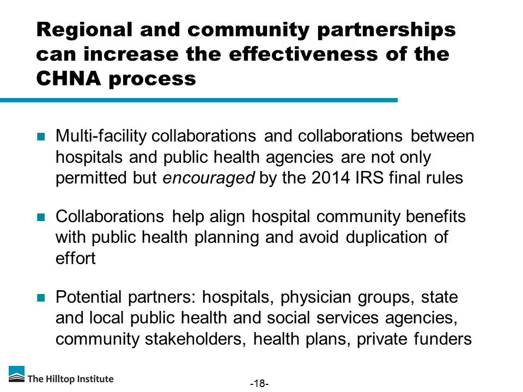Secondly, collaborations can help align hospital community benefits with public health planning and avoid duplication of effort. So there are some examples of states out there that are really aligning what hospitals are doing with their public health efforts that are very instructive. Also, you can really reach out to a variety of different partners in the planning process: hospitals, physician groups, state and local public health and social services agencies, community stakeholders, health plans, private funders, and there are many, many more, all to be part of this planning process to make it more effective for the community. Next slide, please.